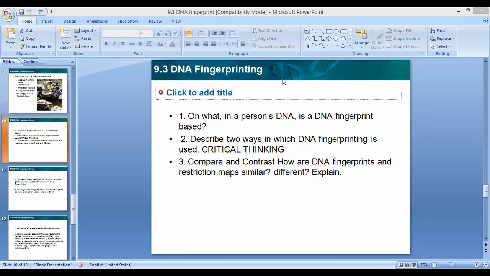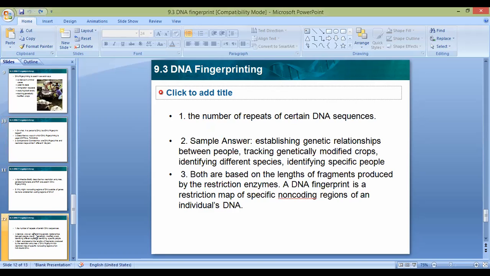Okay, so let's answer the first question. On what in a person's DNA is a DNA fingerprint based? In short, or in another way, the DNA fingerprint is based on what in a person's DNA? The number of repeats. Yes, excellent. The number of repeats of certain DNA sequences. Yes. Non-coding DNA sequences. Bravo, Mohammad.